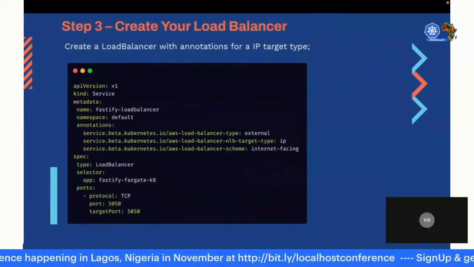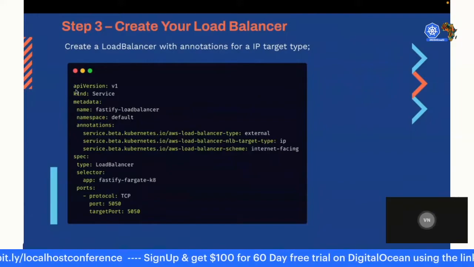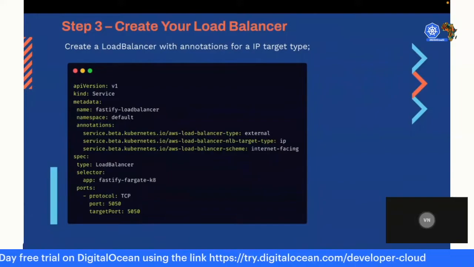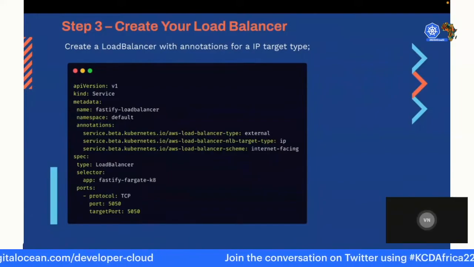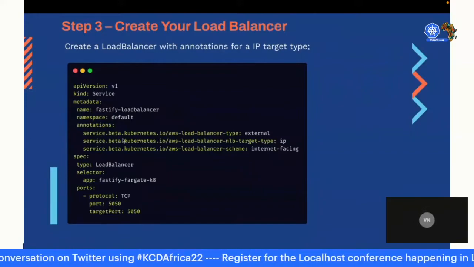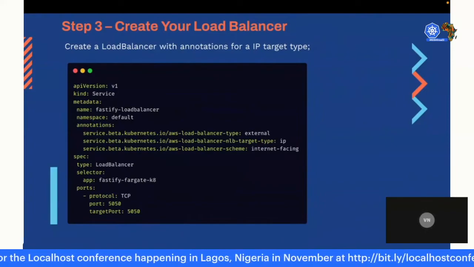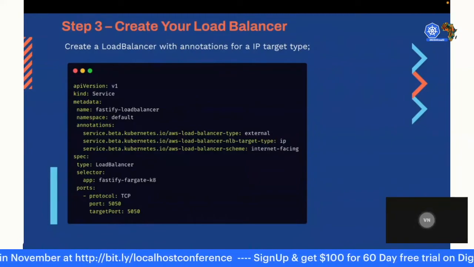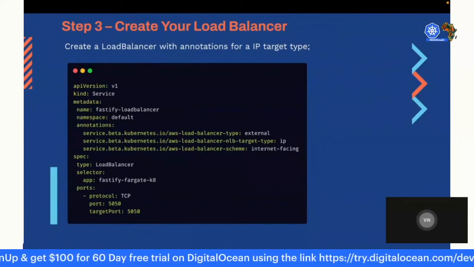After doing that, when you're sure you have the load balancer controller installed, you can now proceed to create the load balancer. This is very similar to the load balancers that you might have created in the past if you use EKS a lot, but there's a major difference here, and that is it has some annotations which specify the IP target type. So you can see three annotations there. Then after that, we have the selector, which matches with the previous ones. Then the ports that you want to expose, which is port 5050, that's where the Fastify application would be running. And that's the last step.